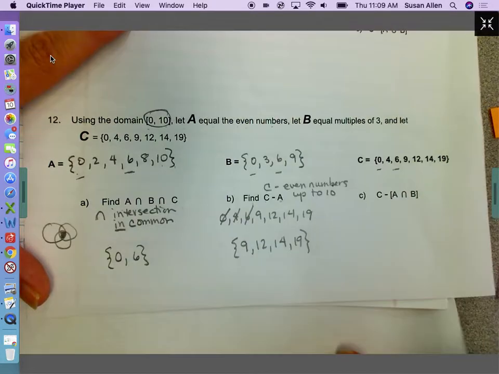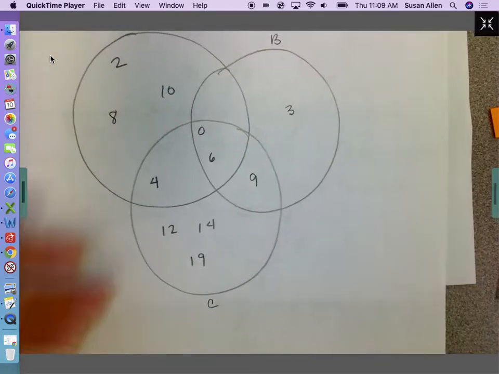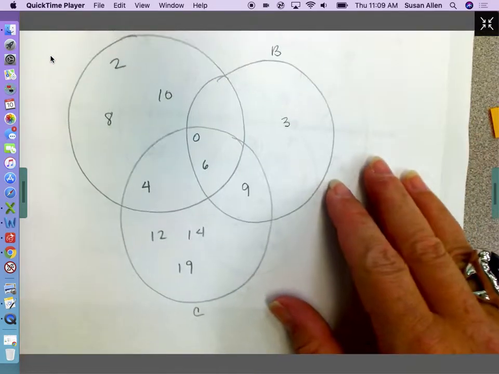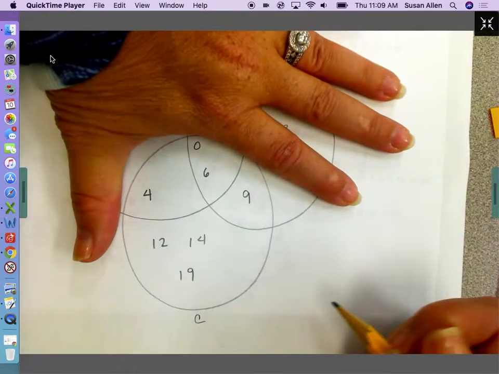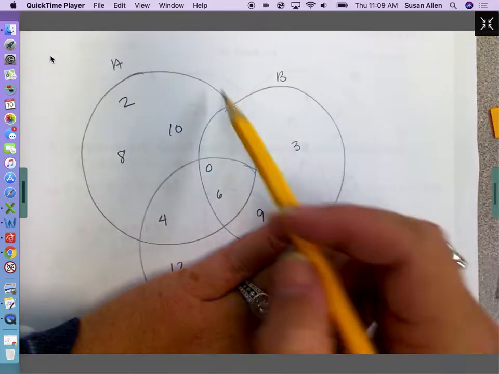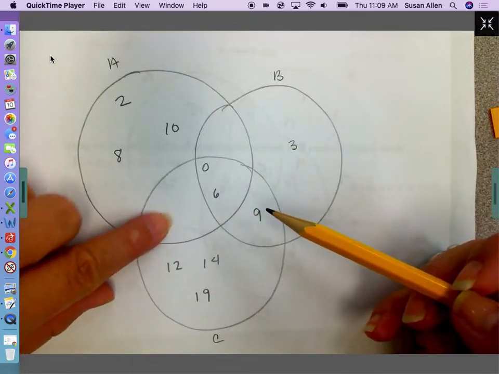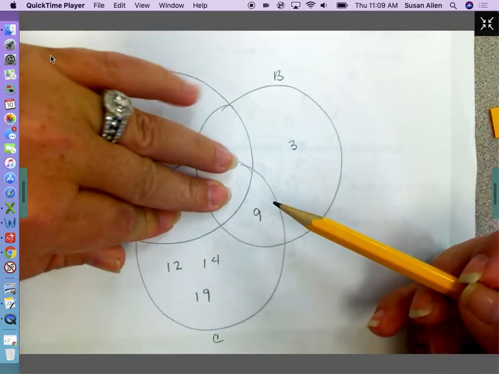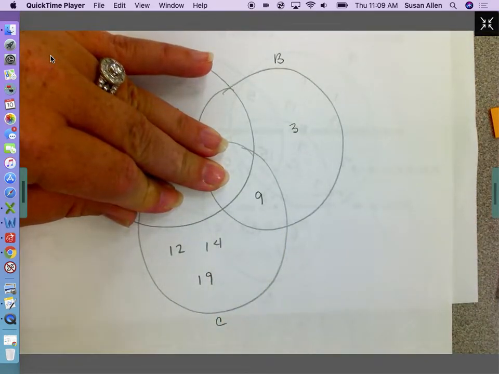Now on a Venn diagram, what that would look like is if I took C and subtracted out A, I would look only at circle C, and I would subtract out anything contained in A. Well, A is this circle up here. So if I take out A from circle C, that means I'm taking out 4, 0, and 6. So what's left is 9, 12, 14, and 19.